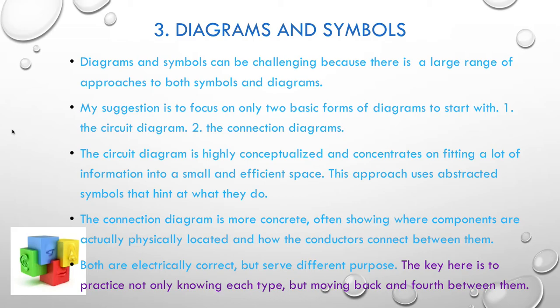The key here is to practice not only knowing each type, but moving backwards and forth between them. A skill I quite often get my apprentices to do is to obviously take a circuit diagram and connect up the components accordingly. But can you take the connection of the components and draw the circuit diagram? Go the other way around. It's worth practicing moving backwards and forwards between having a circuit and making a circuit diagram, and having a circuit diagram and connecting up the circuit.